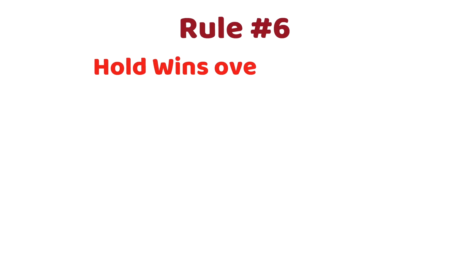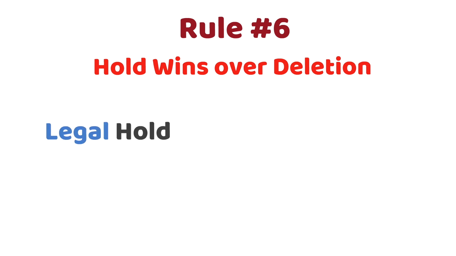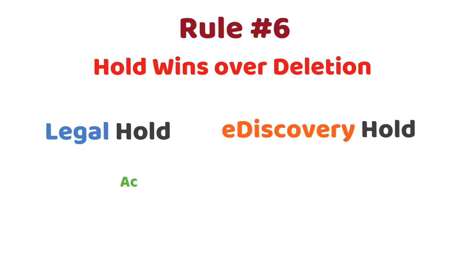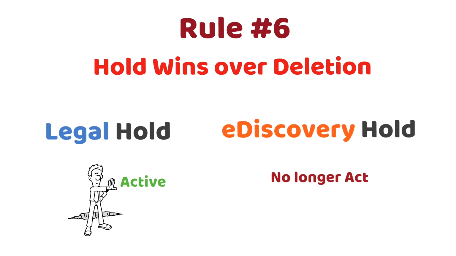And the last rule: hold wins over deletion. This rule is for legal holds or e-discovery holds. Here's how it works. If there is a deletion policy in place, say to delete files after 3 years, and that content is placed under a legal hold, the hold takes priority. This pauses the deletion policy, keeping the content preserved as long as the hold is active.